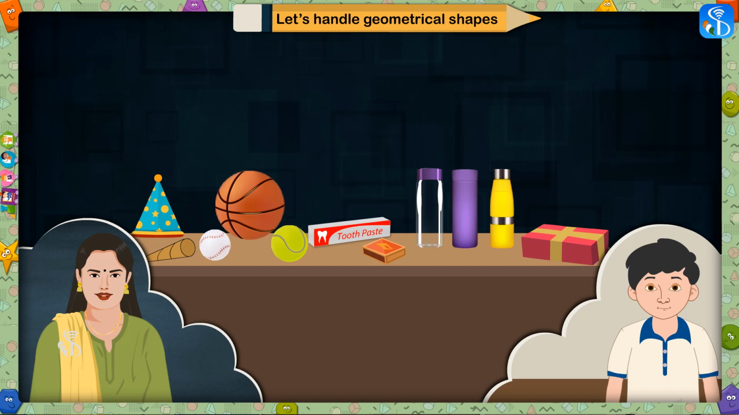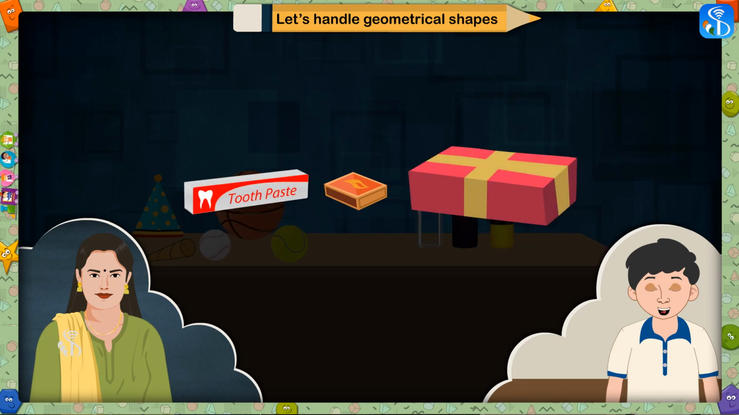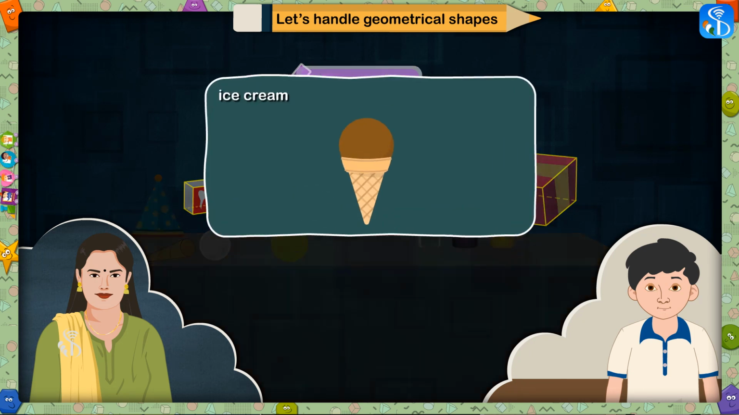Now that you have understood what a cuboid shape is, please tell me which of the objects on this table are of cuboid shape? Madam, the matchstick box, toothpaste carton, and the mithai carton, they are all cuboids. That's right. Now we will move on to the next shape.